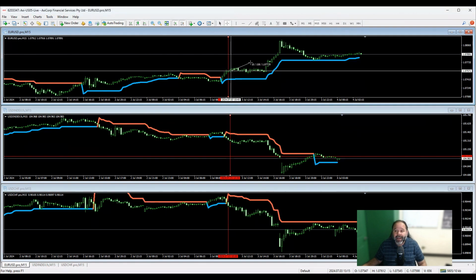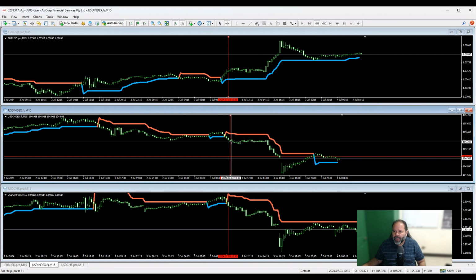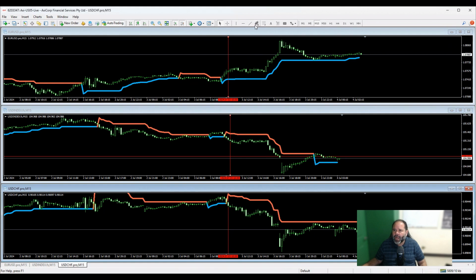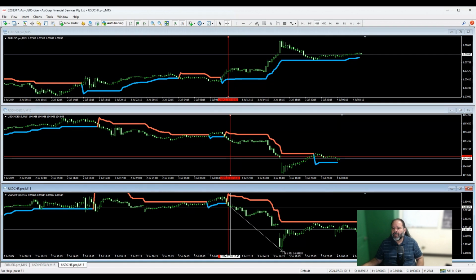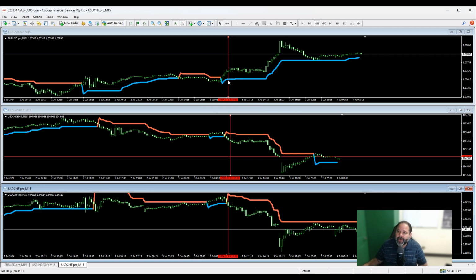Wow, we haven't had a losing entry, right? 57 pips right there. On the dollar index, it went down 56 pips. And dollar Swiss franc went down 50 pips on the 15-minute time frame. You see? Beautiful. Now you can use the super trend as a stop loss.